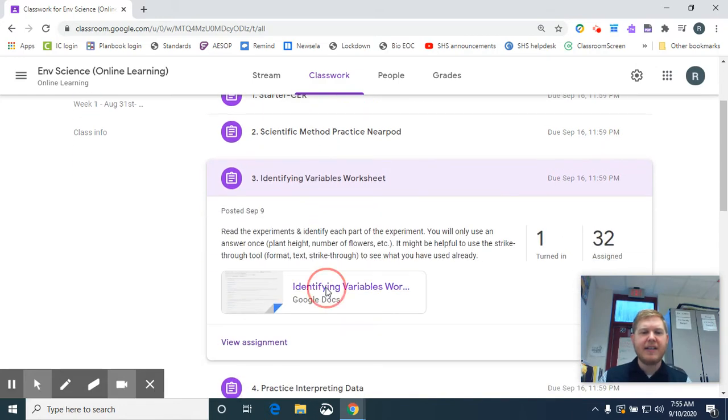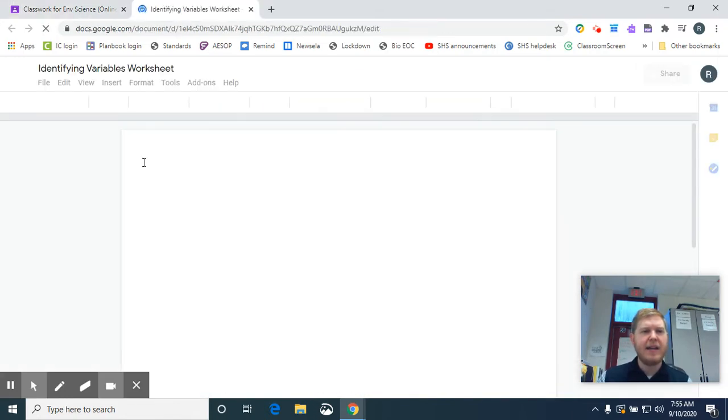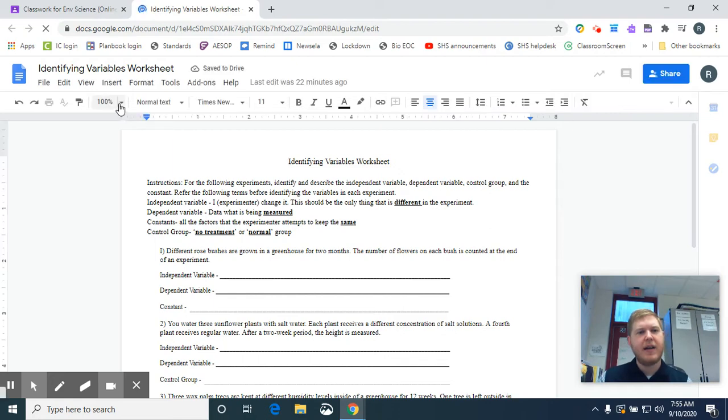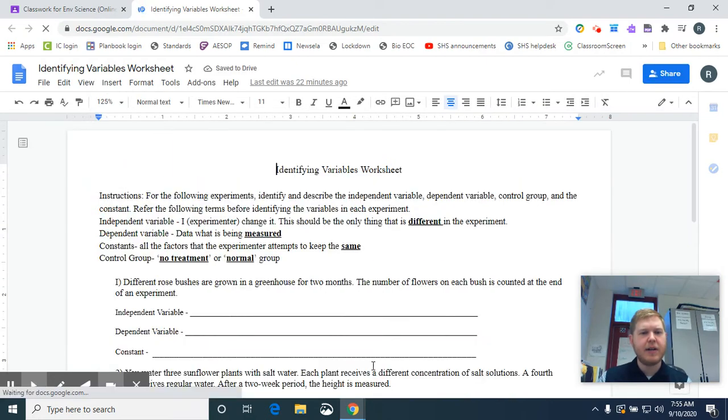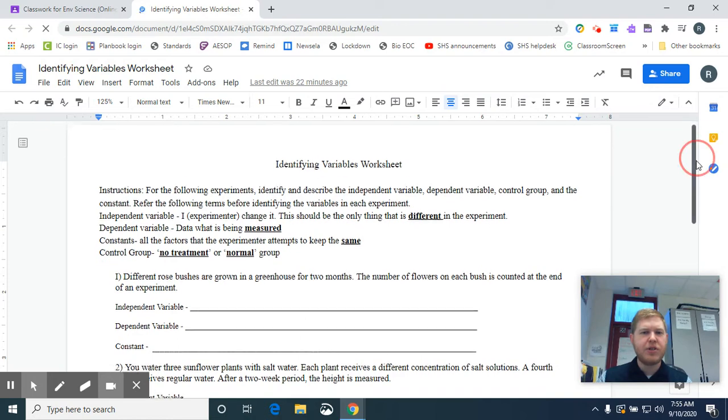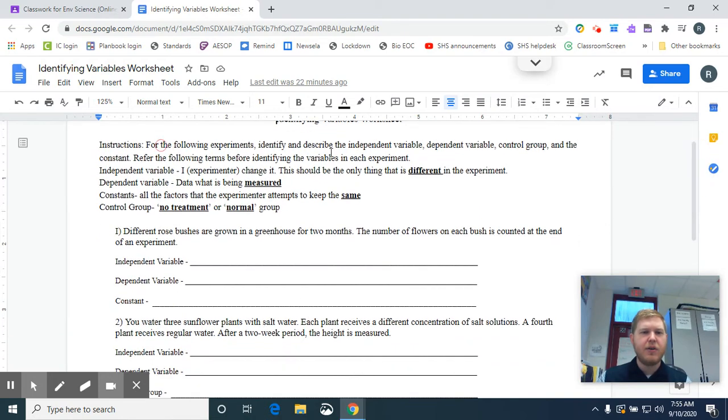So we're going to click into this, and it's loading, and I'm going to make this a little bit bigger here. Your job is you're going to identify the independent variable, the dependent variable, control groups, and constants. These words are probably new to you, or maybe you heard them before, but you don't remember what they were. So like I was saying, go back, make sure you do number 2, watch the YouTube video for that, and then I would work with this.